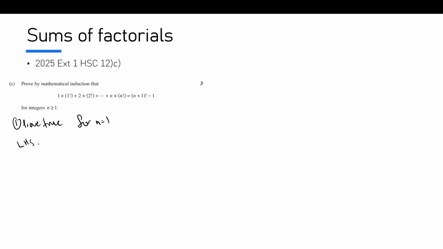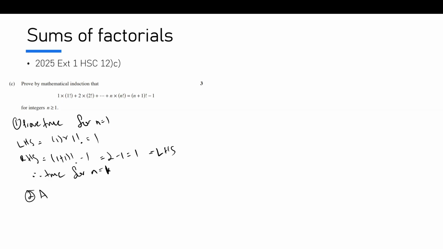Our left-hand side is going to be equal to 1 times 1 factorial, which is equal to 1. Our right-hand side is going to be equal to 1 plus 1 factorial minus 1, which is equal to 2 minus 1, which is equal to 1, which is equal to our left-hand side. Therefore, true for n is equal to 1.